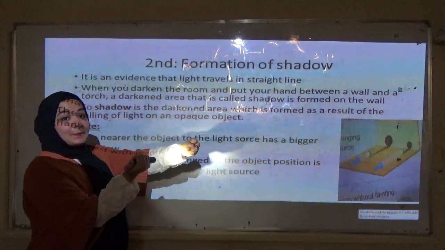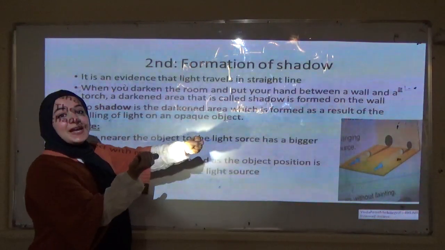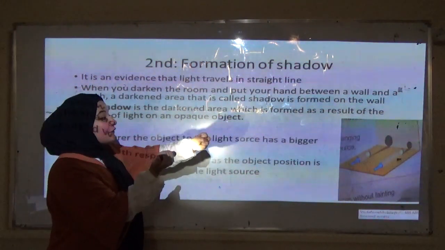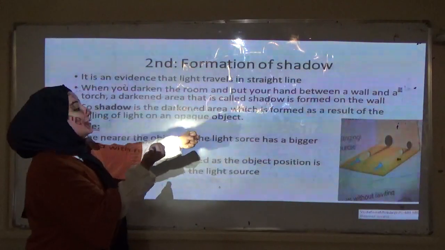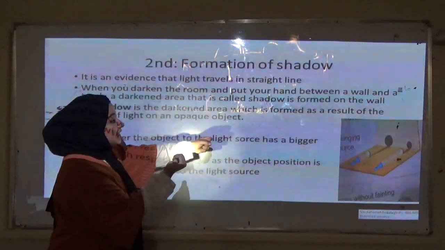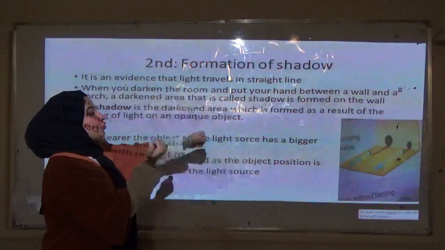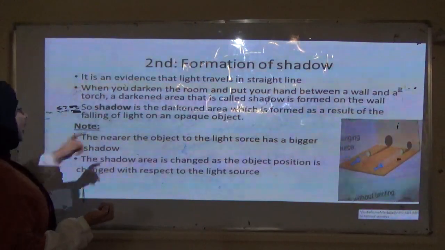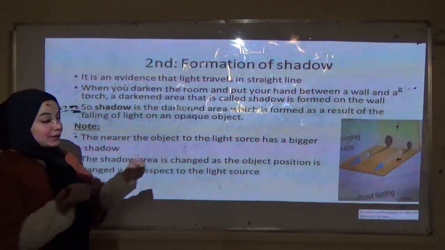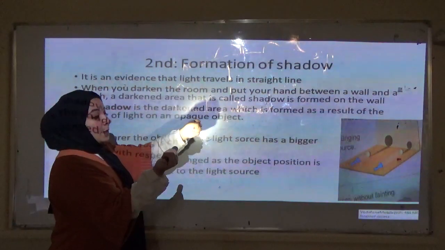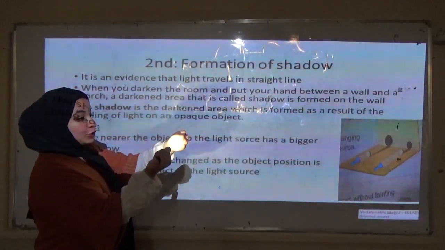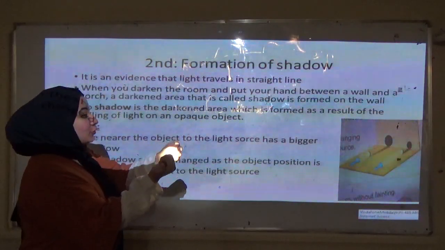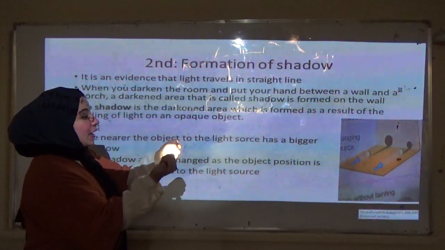What you can see here is the formation of a shadow on the wall. Here you can see the shadow of my hands. Yes, you can see the shadow of my hand near the object. Now, let me show you this. If I come near to the source of light, the shadow becomes bigger.